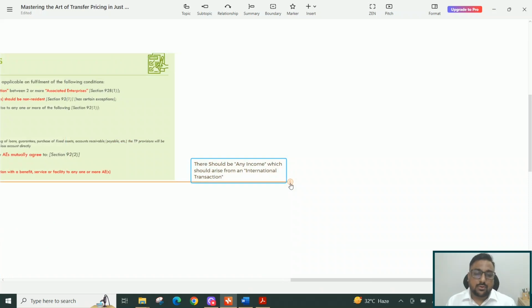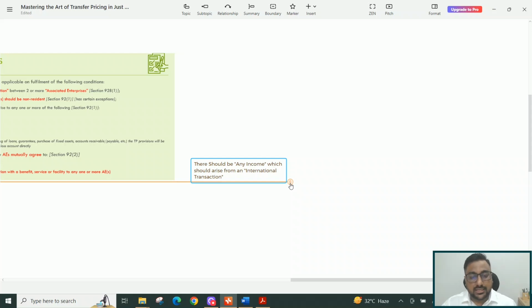We'll just go ahead and learn more aspects on 92. I hope 92, provision-wise, is clear to you. But we need to also understand certain key aspects which emanate from 92 and which have emanated on the basis of certain rulings as well. Let me just open that.